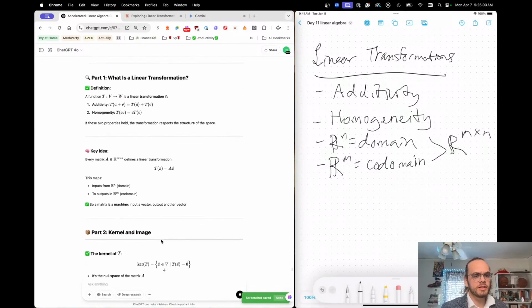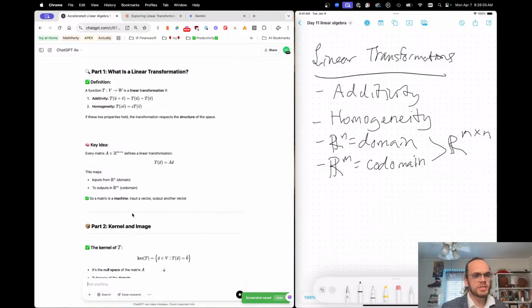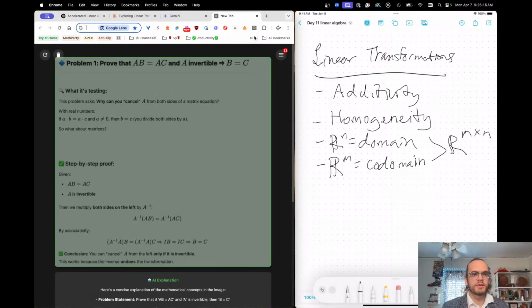So anyways, linear transformations. A matrix is a machine. Input a vector, output another vector. Yo, they literally answered my question kind of right there. A matrix is a machine. Input a vector, output a vector. Let's see if I capture that full screenshot here.